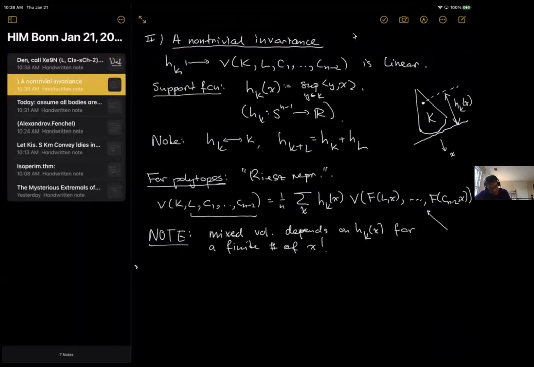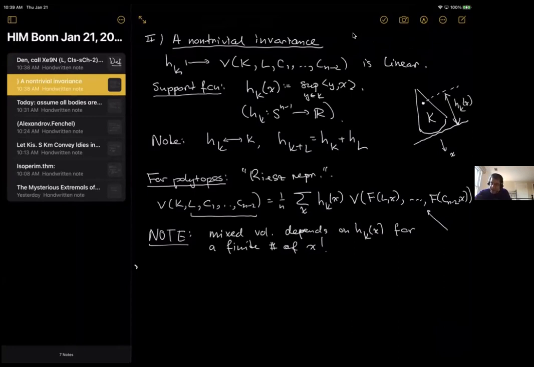Let's call a vector x in the unit sphere L, C1 to Cn minus 2 extreme. This definition makes sense for polytopes. Well, I want to call it extreme if this mixed volume V of the faces of L in the direction x to Cn minus 2 in the direction x is positive. Right? So I call a vector L, C1 to Cn minus 2 extreme if that vector shows up in this sum in the definition. Right?